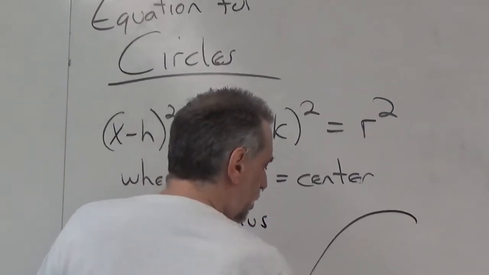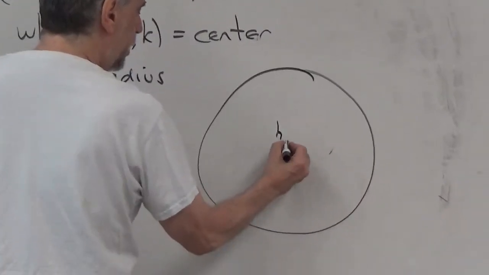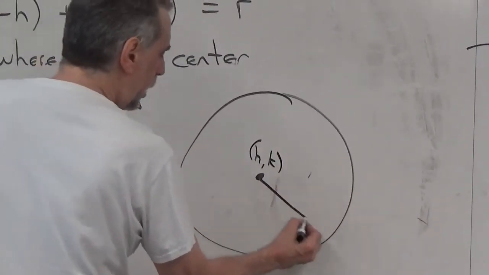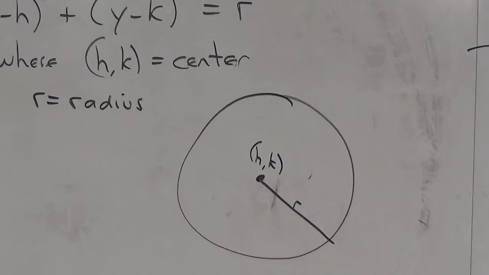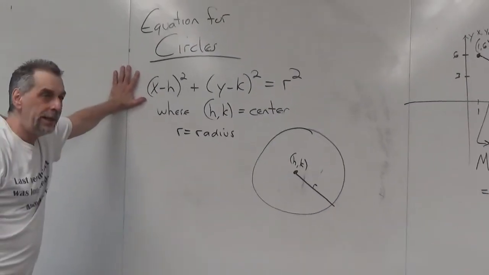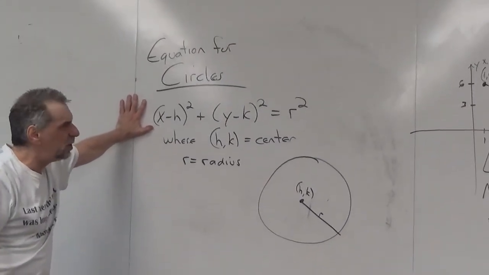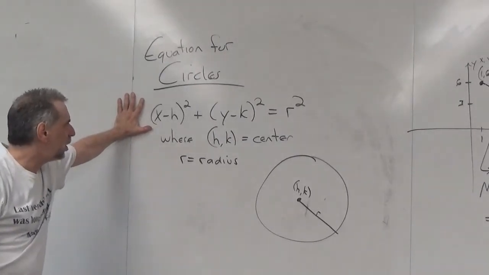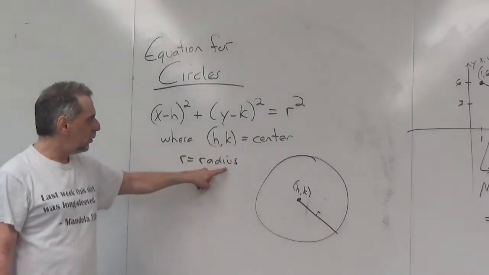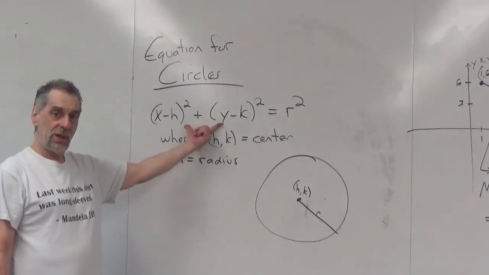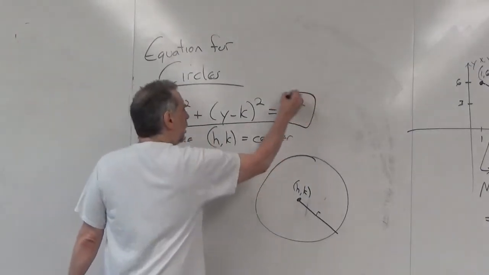Okay, so we're talking about a circle where the center is a point hk, and the distance from the center to any point on the edge of the circle is the radius r. All right, so for this section here, we're going to be asked questions about circles in at least 2 or 3 different ways. So the first way you'll be asked a question about a circle is you'll be given the center and the radius and asked to come up with this equation. Okay, so this is the main thing we're looking at here.